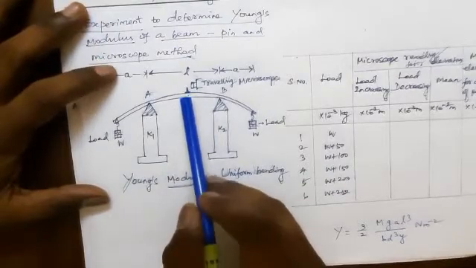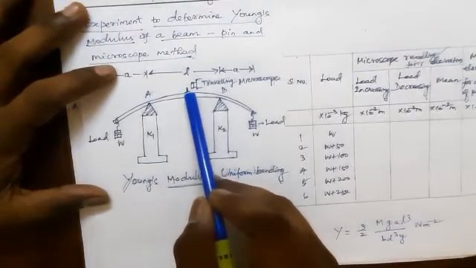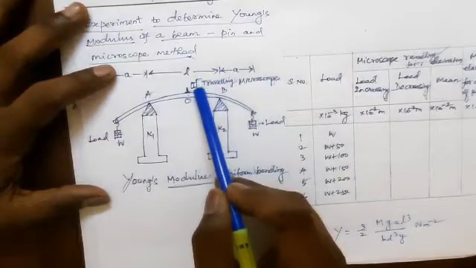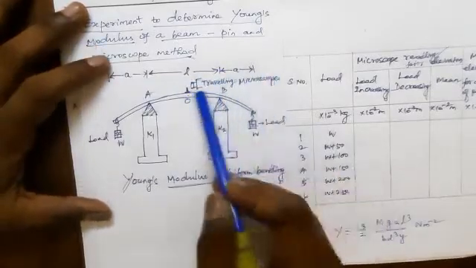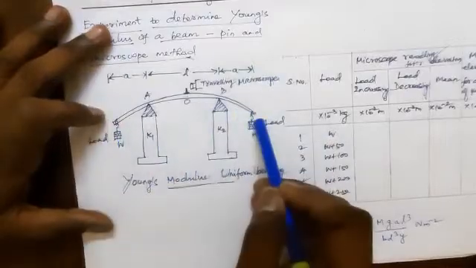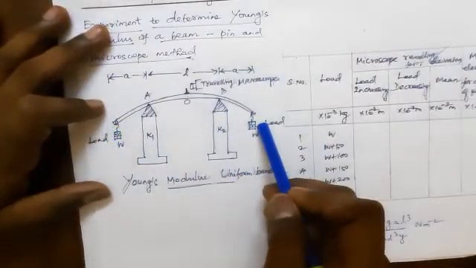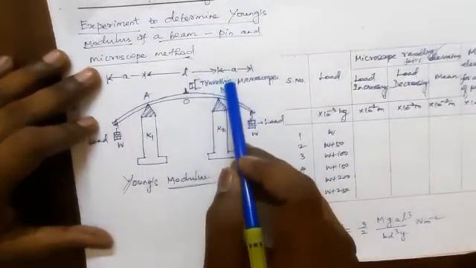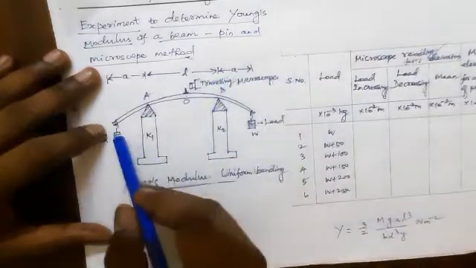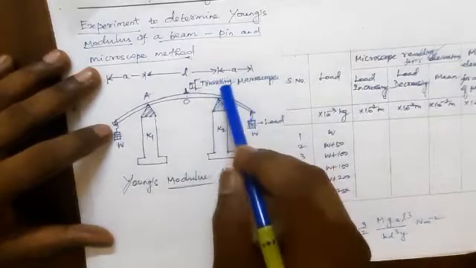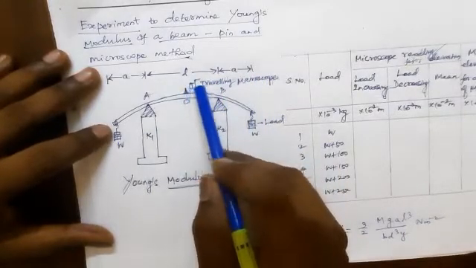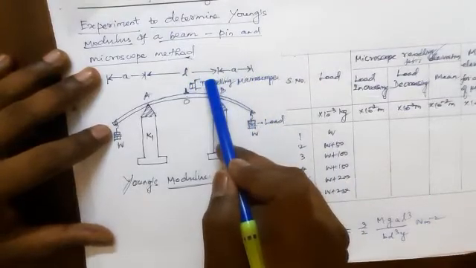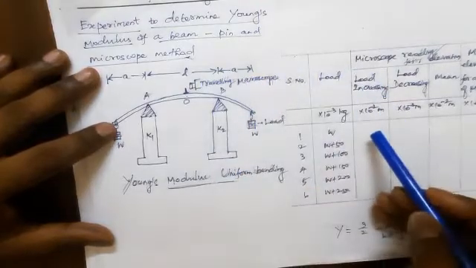Let O be the midpoint. A pin is fixed at the midpoint. The tip of the pin is focused by the traveling microscope. In the experiment, at both ends, a weight hanger is suspended. Now the initial reading of the traveling microscope is noted. When the load W is applied on both ends, using the traveling microscope, we focus the tip of the pin. The vertical scale reading of the microscope is noted here.